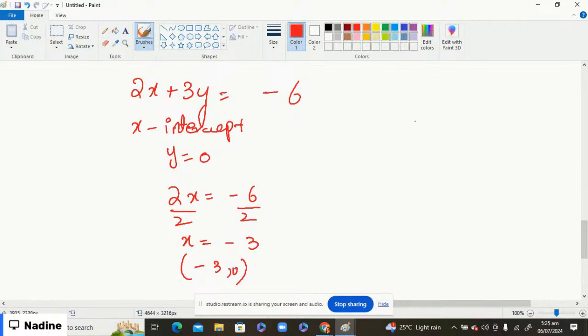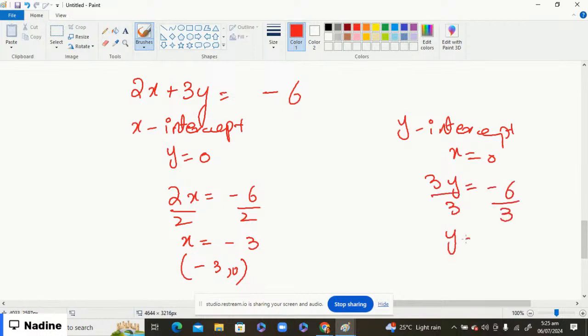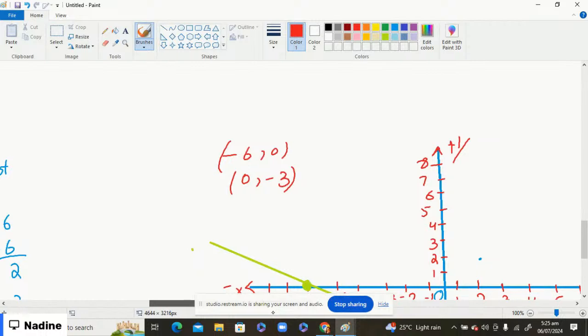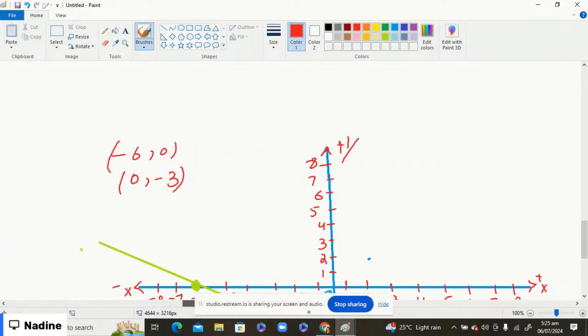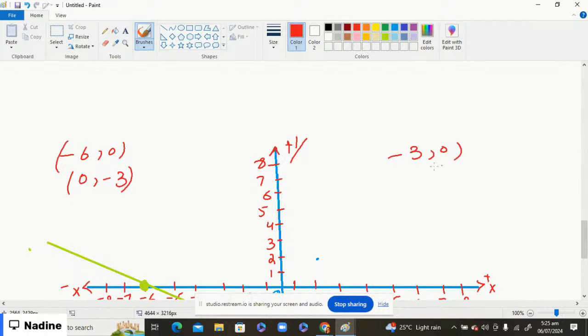And the second point is, oh sorry, for the y intercept, x is 0. So when x is 0, it's only 3y is equal to minus 6. Dividing by 3 on both sides, y is equal to minus 2. So this point is 0, minus 2. First is minus 3, 0 and 0, minus 2. Let's check.